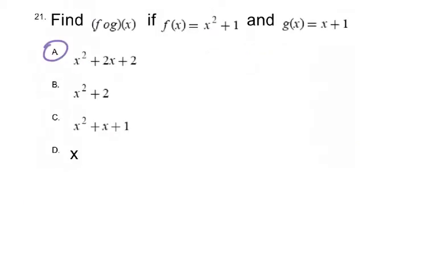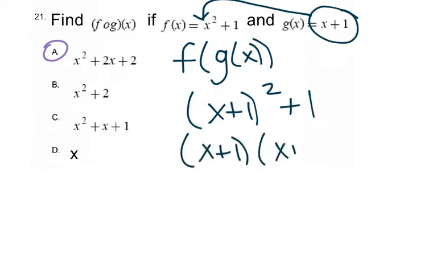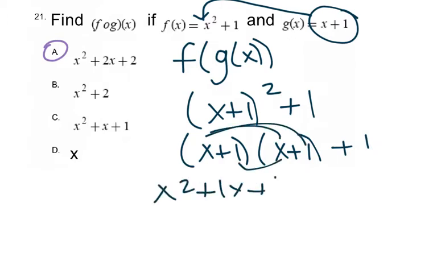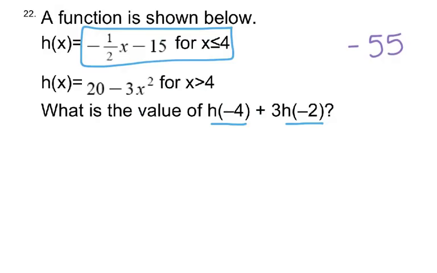Okay, this one's talking about composition of functions. So remember, if the first function is f, it goes on the outside. Alright, so we're going to take the g function and we're going to plug it in right here. So if you don't remember from Math 1, anytime you have a quantity squared, you have to write it twice, and then you distribute it, or you FOIL it together. So x squared plus 1x plus 1x plus 1 plus 1. Get your like terms together, you get x squared plus 2x plus 2. That's why it's 8.